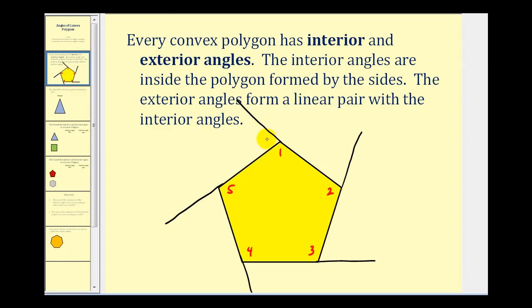So looking at angle 1, angle 6 forms a linear pair with angle 1, and therefore is an exterior angle. Here we'd have angle 7, angle 8, angle 9, and angle 10. Each of the blue angles form a linear pair with the red interior angles.